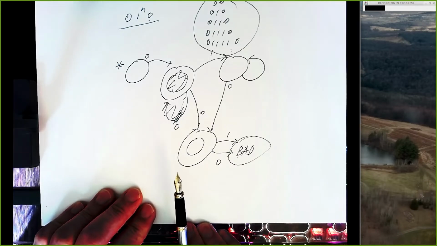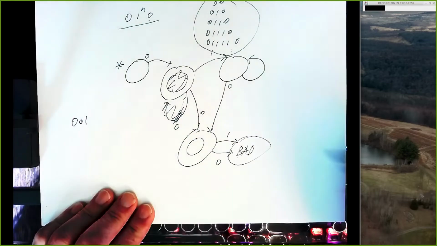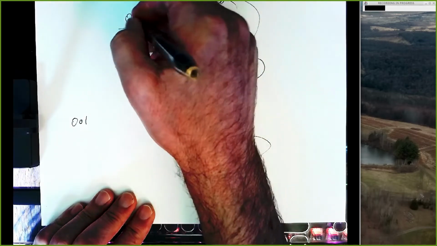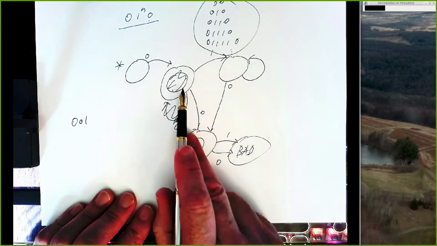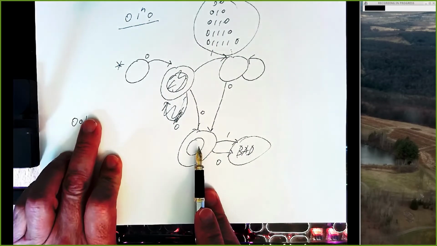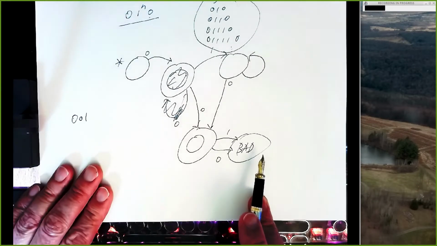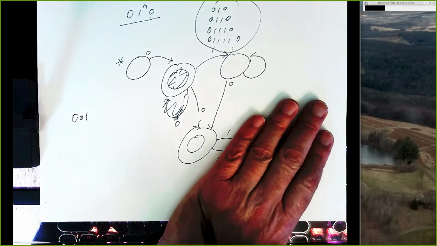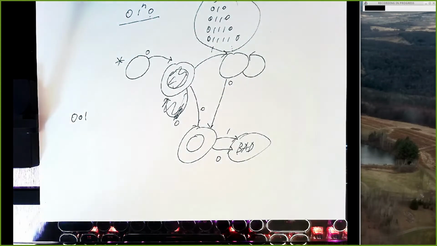But for example, the string 001 shouldn't be recognized because it doesn't match this pattern. So that's why I have a bad state. A 0 brings you here, a second 0 brings you here. That's recognized. But then technically if I get another 1 after that, that's not recognized. But mostly I just want to know, can you get to a recognized state when you have a recognized string?